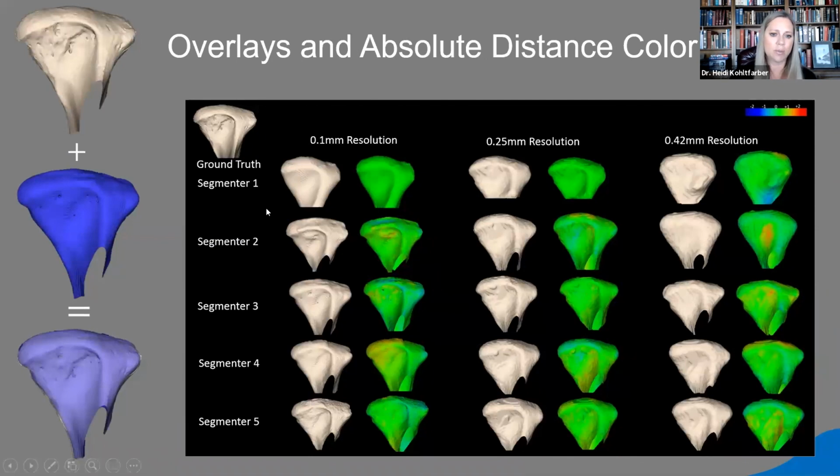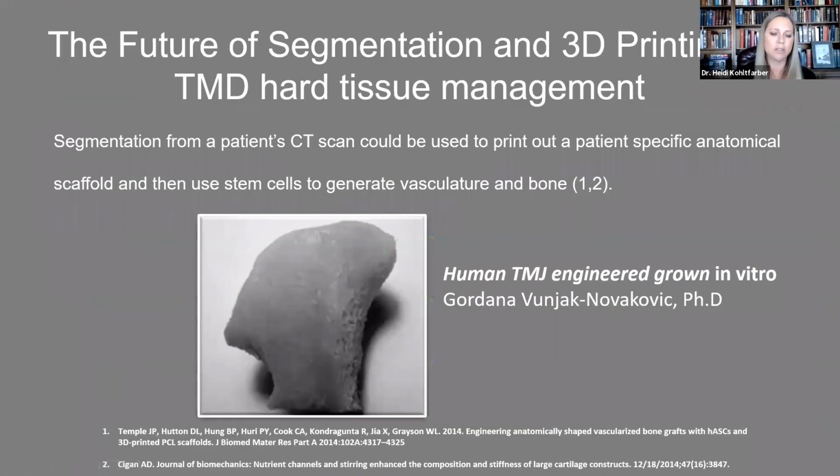And so these were some of the overlays that we did. We were looking at our different imaging resolutions and our different segmenters, and we were trying to quantify whether we were actually segmenting and looking at what we thought we were segmenting and looking at. So we had optically scanned condylar heads, and then we had our segmented condylar head, and then we overlaid the two to look for any differences. So we were able to go ahead and validate all of this.